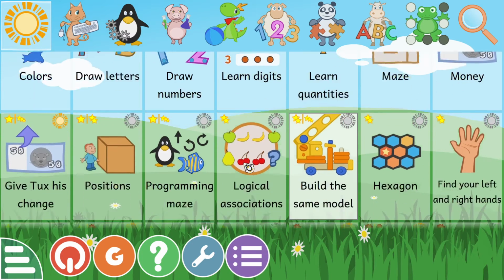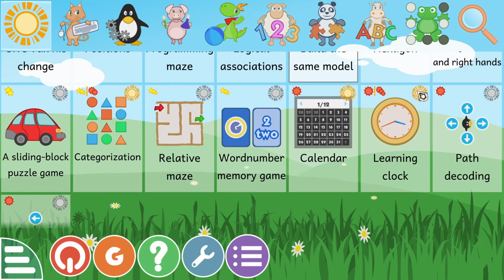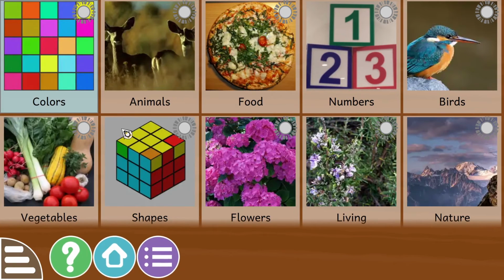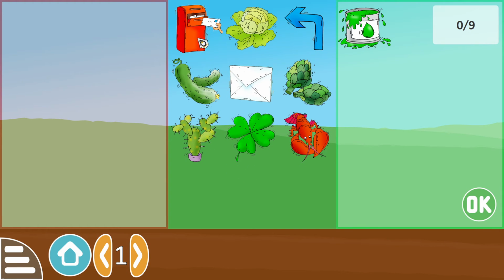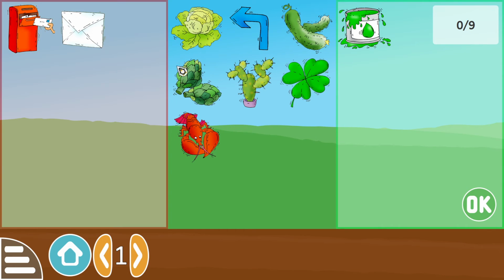I think that means there's just one to go, which is categorization. So in this exercise, we'll start off pretty simple. So we've got to place the objects matching the green color to the right and the others to the left. So we've got a post box here. Someone's about to mail a letter, and I've got a letter as well.